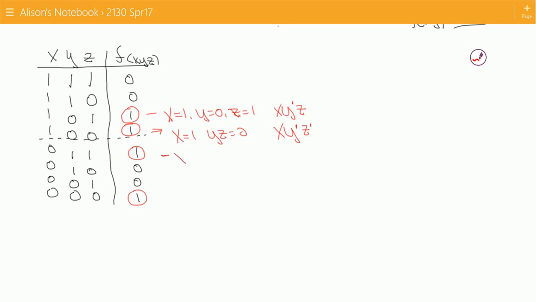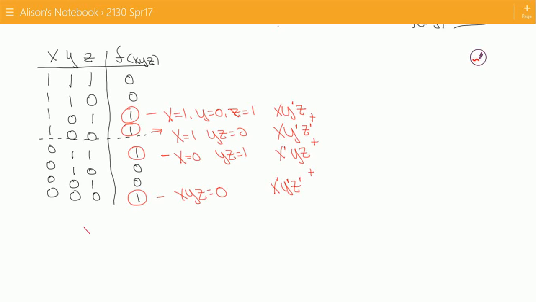The next one has an x equal to 0, but both y and z are equal to 1. So that is going to give me an x naught, and then a y and a z. The last one has x, y, and z all three equal to 0. So ultimately this is going to give me x naught, y naught, and z naught. Now I'm going to take each one of these four min terms, these products, and do the sum of the products. So I'm going to add the four of them together. Let me put them down here.